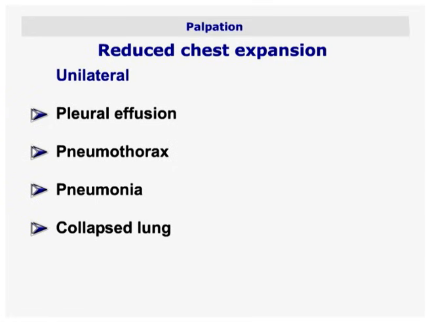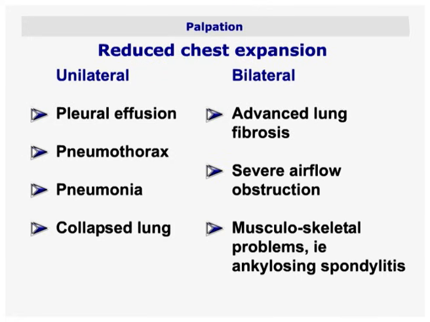A reduced chest expansion on one or both sides signifies an underlying pathology. If this is unilateral, this may signify pleural effusion, pneumothorax, pneumonia, or a collapsed lung. If expansion is reduced bilaterally, then this may signify advanced lung fibrosis, severe airflow obstruction, or musculoskeletal problems such as ankylosing spondylitis.